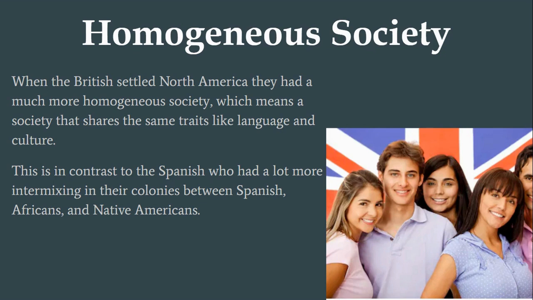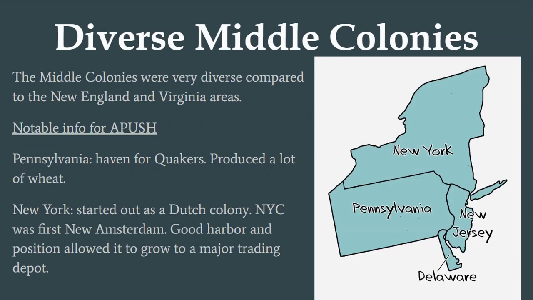When the British settled in North America, they had a much more homogeneous society than the Spanish or French colonies. A homogeneous society means a society that shares the same traits like language and culture. This is in contrast to the Spanish, who had a lot more intermixing in their colonies between Spanish, Africans, and Native Americans. Now on to the Middle Colonies, which were very diverse compared to the more Puritan New England and cash crop focused Virginia areas.